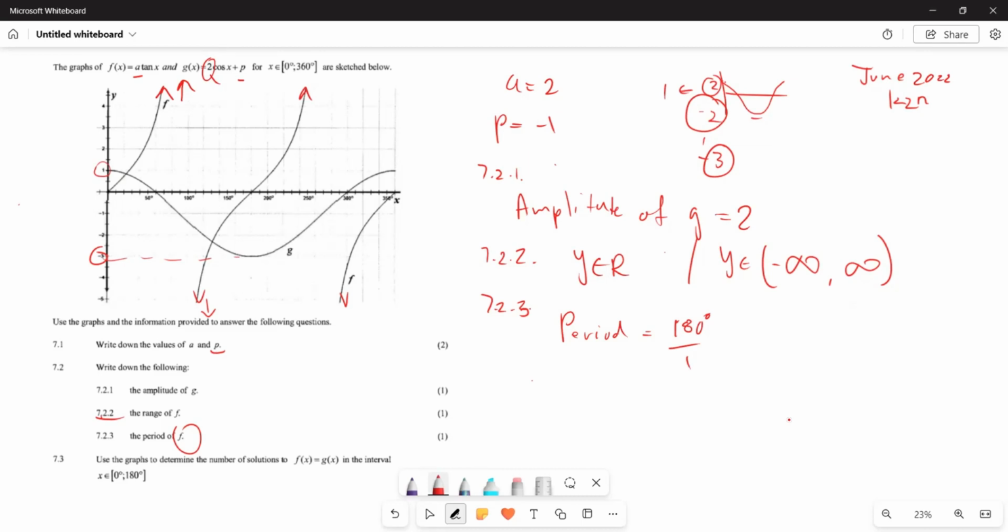Because look, next to the tan here, there is no number. But for example, if it was tan of 2x, then you're going to divide by 2, right? So this is going to be 180, right? To those who might not understand how we look at period, basically it is the degrees it takes for this graph to complete one full cycle.